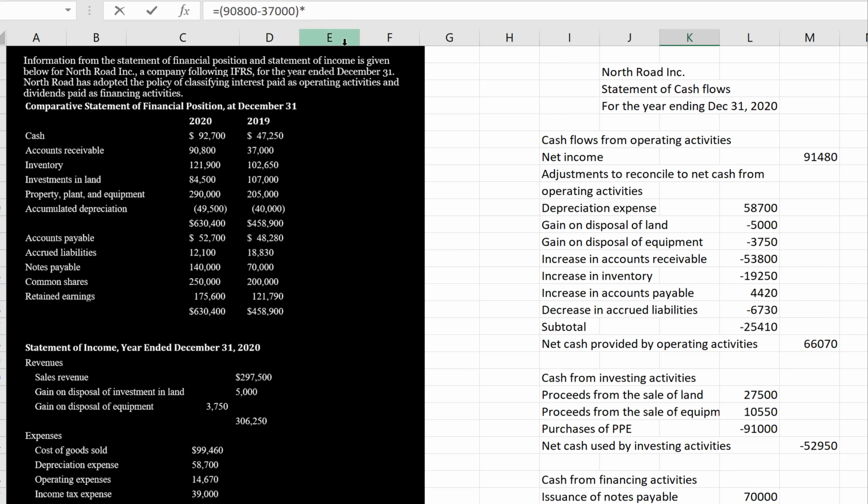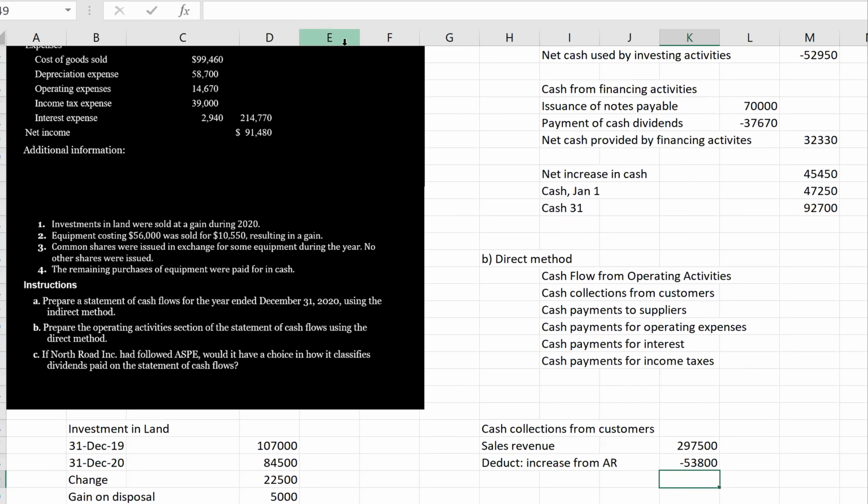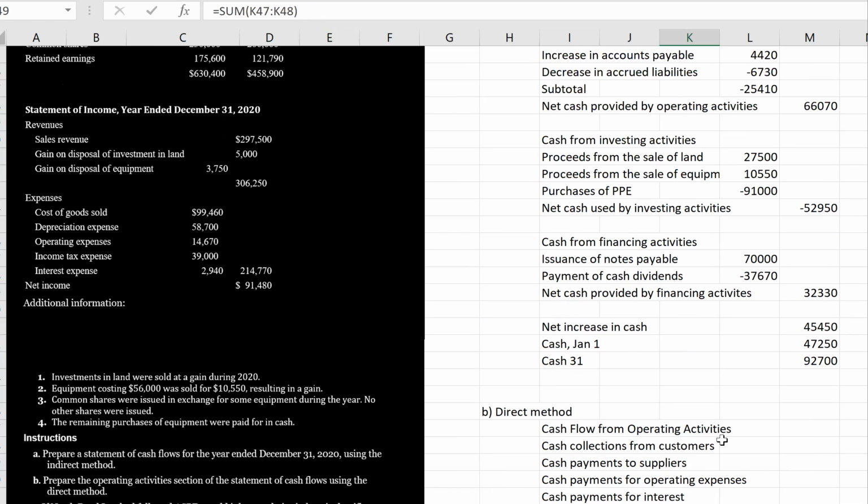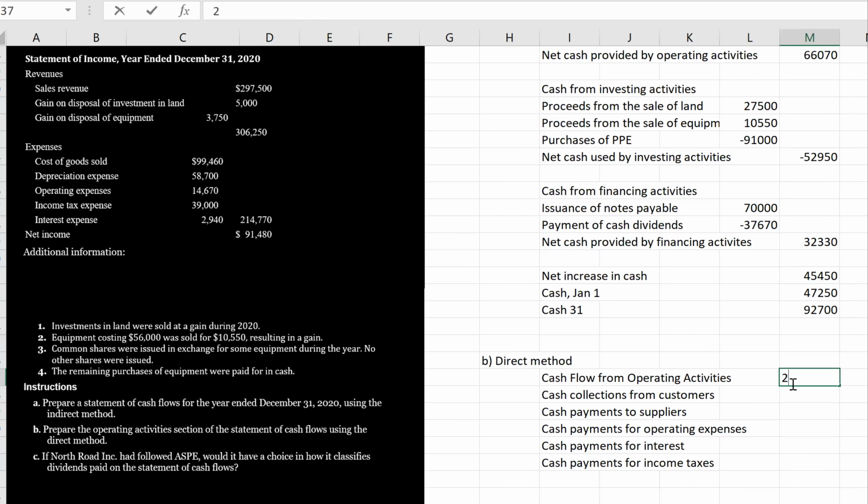You really have to be careful with your signs here. The way I do it in my formulas is I always just take the bigger number less the smaller number, and then I decide whether it's going to be negative or positive. Then the sum of these two gives me my cash collections from customers: 243,700. I'm going to bring this up into this line. Sorry, that's the wrong line, my bad. 243,700 right here.